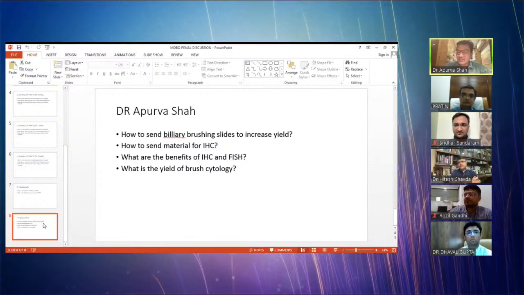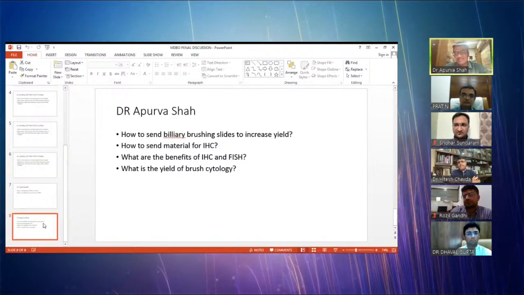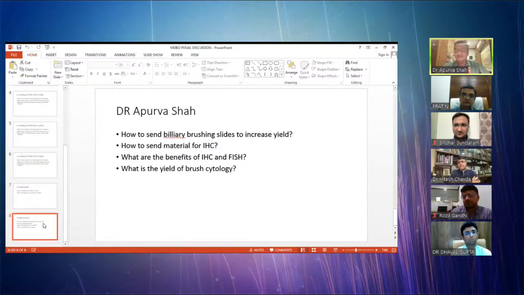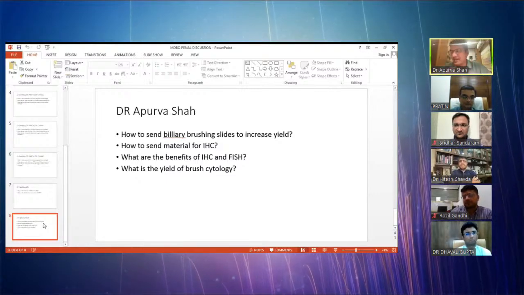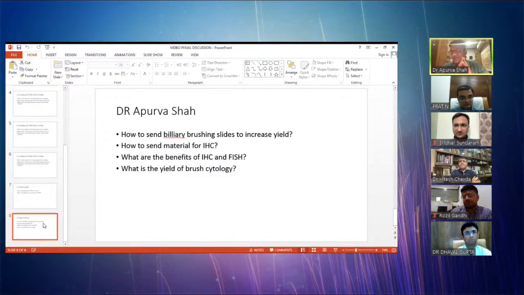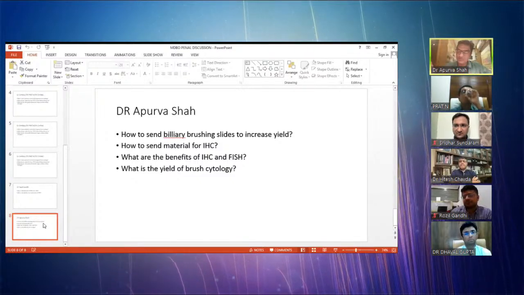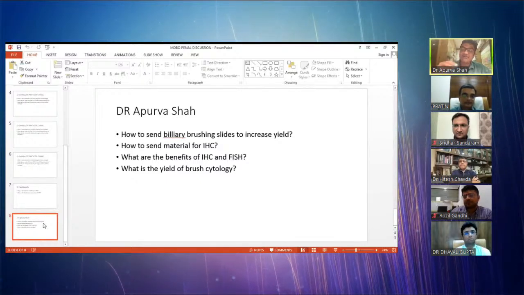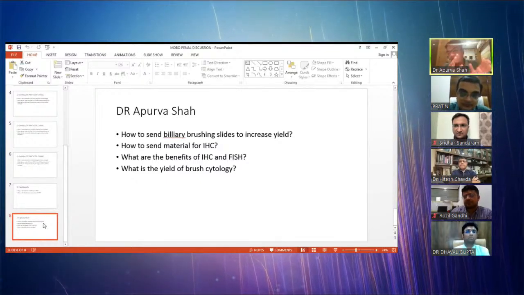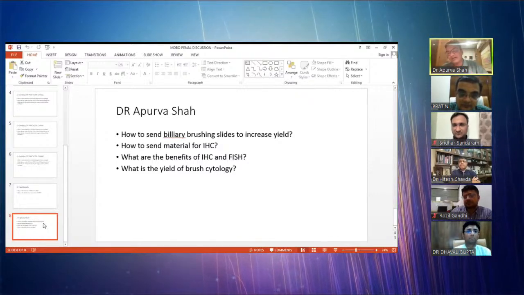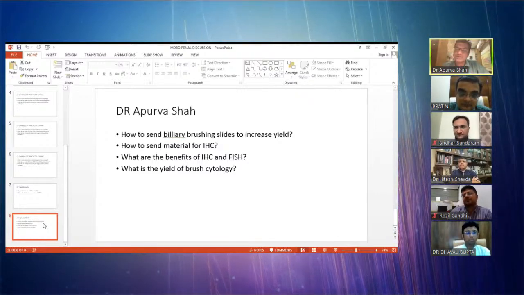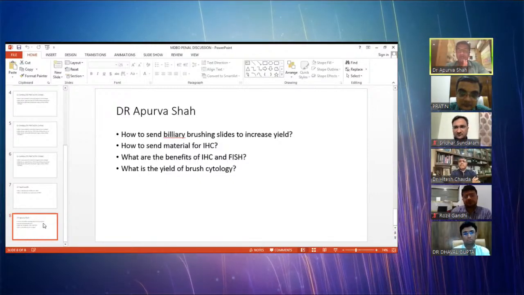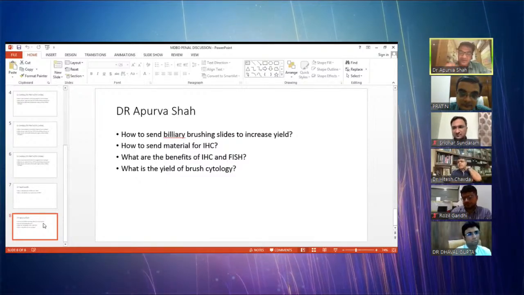Now, generally, CBD brushing has a low sensitivity and high specificity. A lot of problems with drying artifact, less material because of stricture. So the sensitivity is low. In addition to that, if a stent or stone is present, that will cause reactive atypia also. So that will microscopically mimic malignancy if there is a stone or stent already in there, which will cause reactive atypia. So there are certain tests which can be done with FISH.